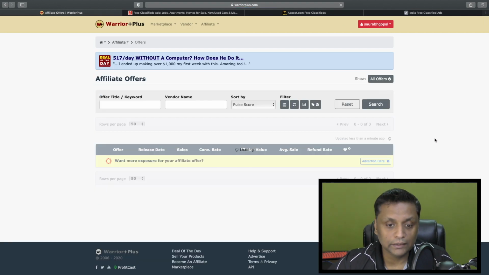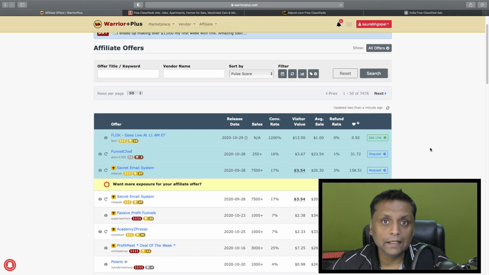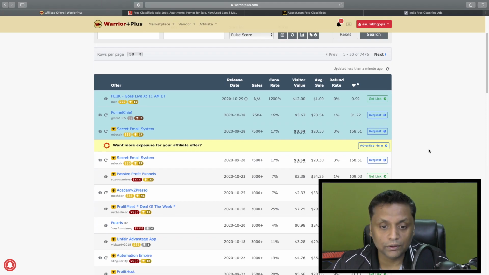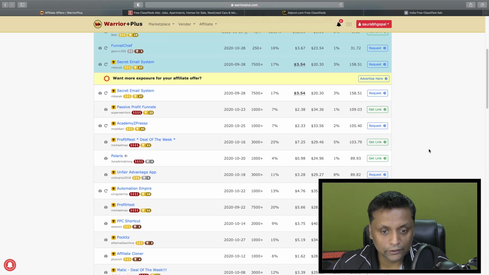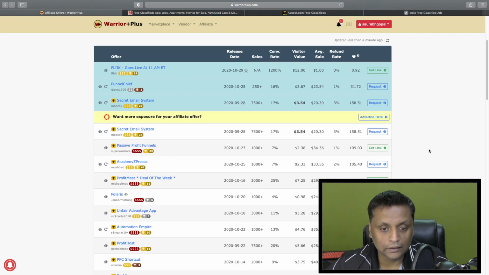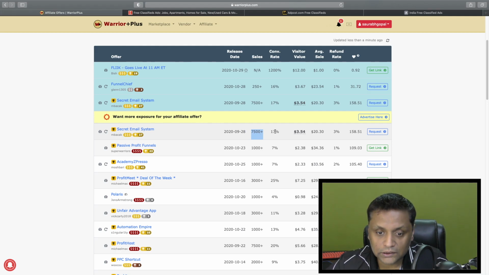Here we are going to find the different offers, and you need to find the right offers, the ones which are converting and have a low refund rate. These are the different offers which are ongoing at the moment, and you can see these different numbers. This number, 7500 plus, is the copies sold. They have sold 7500 copies of Secret Email System, and the conversion rate is 17%, which means 17% of people visiting the sales page are buying this product.